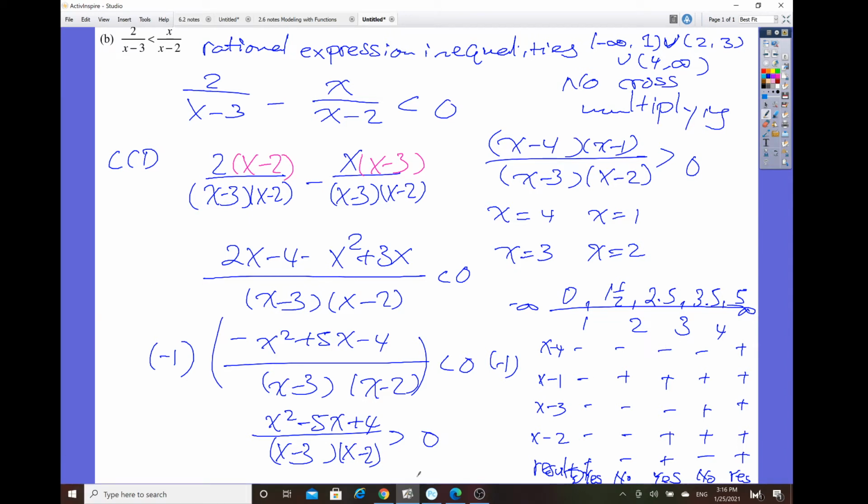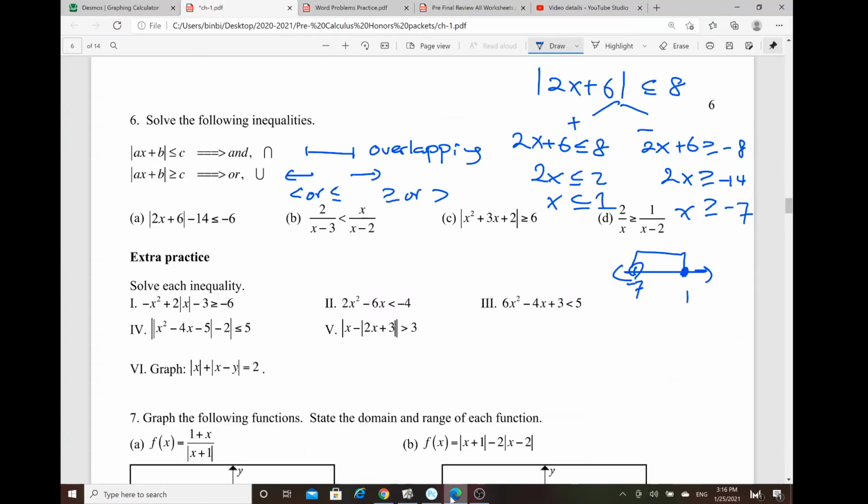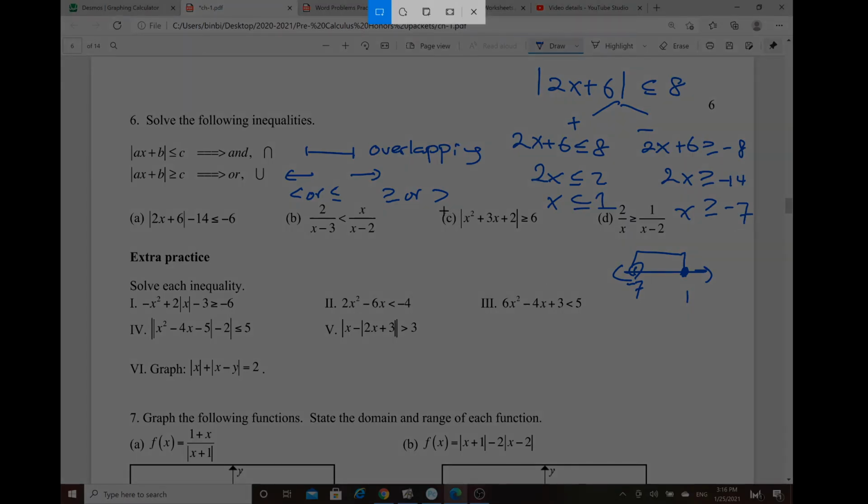Okay, so now let's see what else we have going back to the template. So what about the absolute value with the quadratic, considered greater than or equal to 6? Okay, so we'll take a look at that one. And for D, it's quite similar to what we have for B. So let's take a look at C. It's an absolute value, quadratic inequality.